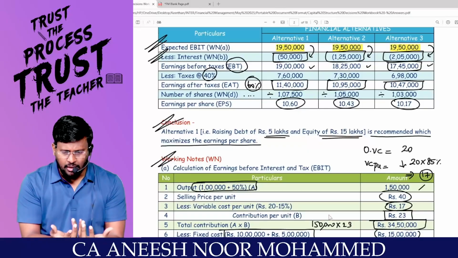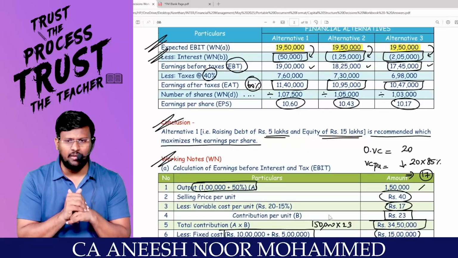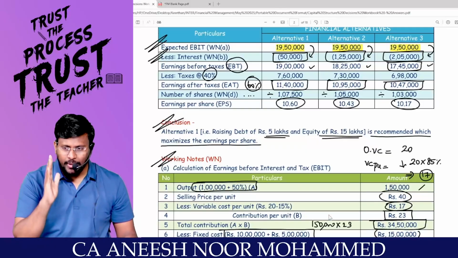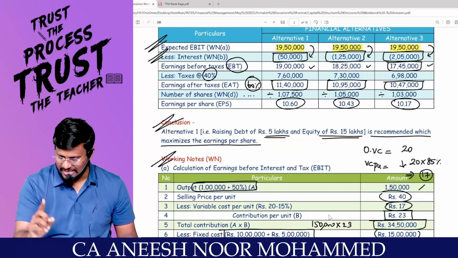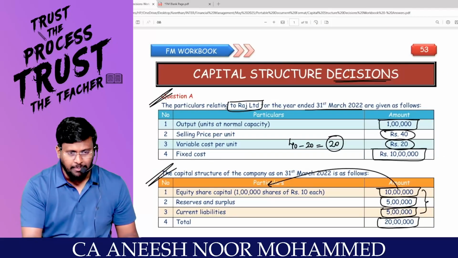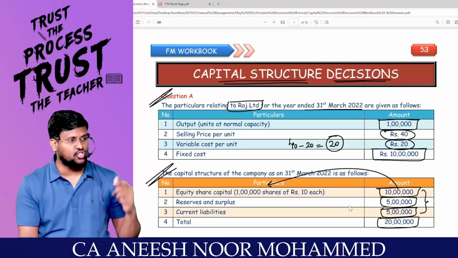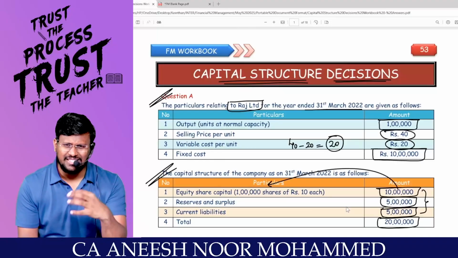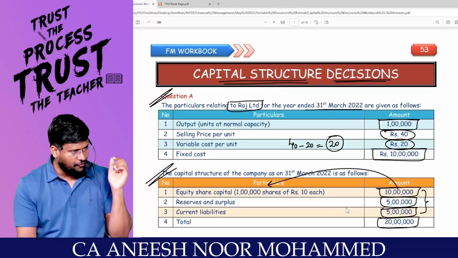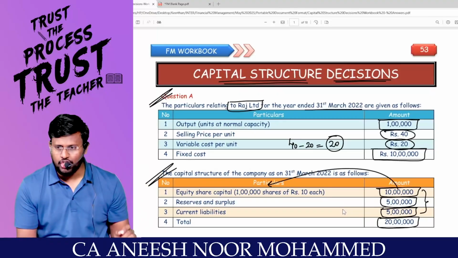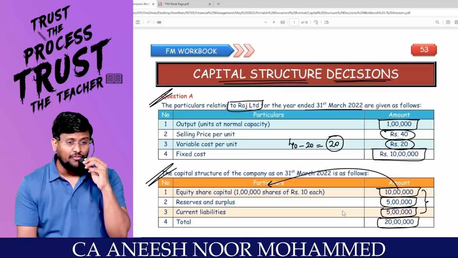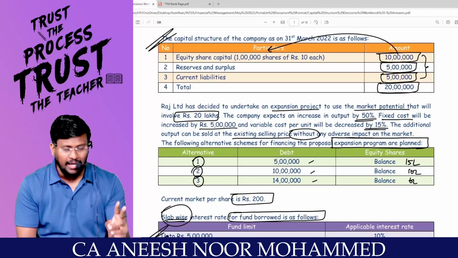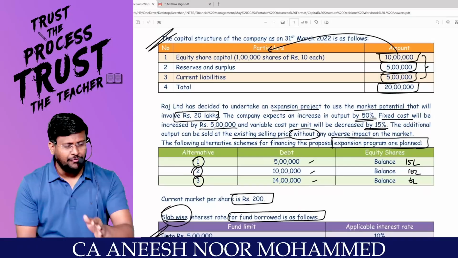So in examination, such type of question will be asked, my dear lovable students, where you have to take a decision on which option your EPS is the highest. Such a decision-taking chapter is called capital structure decisions. By this question, you know what decision I have taken? In my capital structure, 5 lakh should be the debt and 15 lakh should be the equity. I am talking about the new one. Out of 20 lakh, 5 lakh debt and 15 lakh equity.